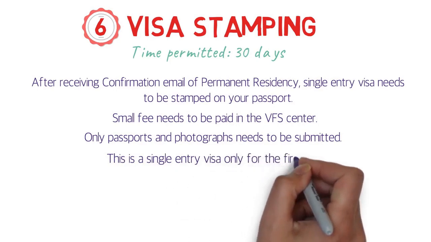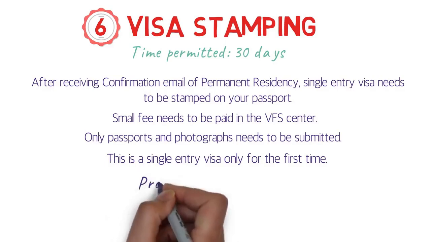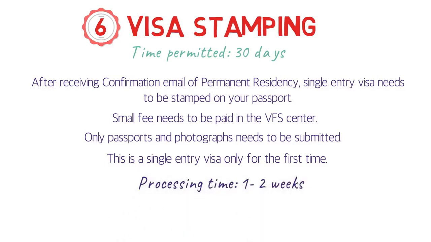Now this visa is a single entry visa, and this is only for the first time. So after you enter over there, you will get your PR card, and of course you don't need that visa anymore. In that visa, you would have an expiry date, and you have to land there before that visa actually expires. The processing time is 1 to 2 weeks. Generally, it is done in just 4 or 5 days, so this is not a time-consuming process. So these are the 6 steps of applying for PR through the Express Entry program.